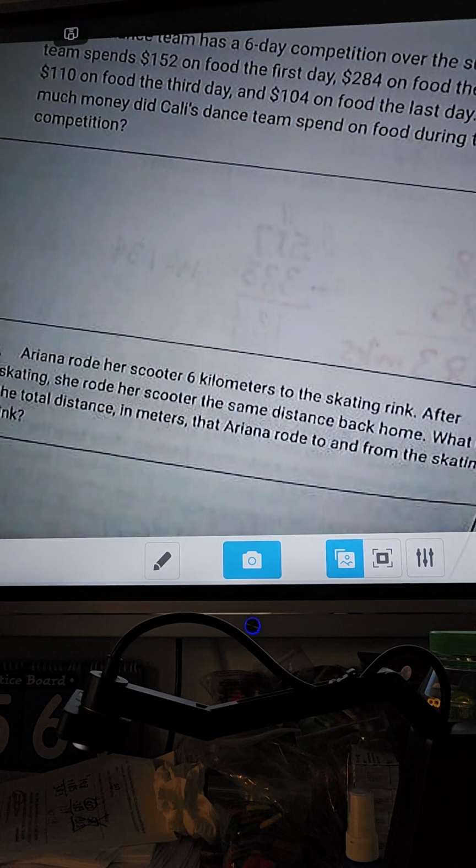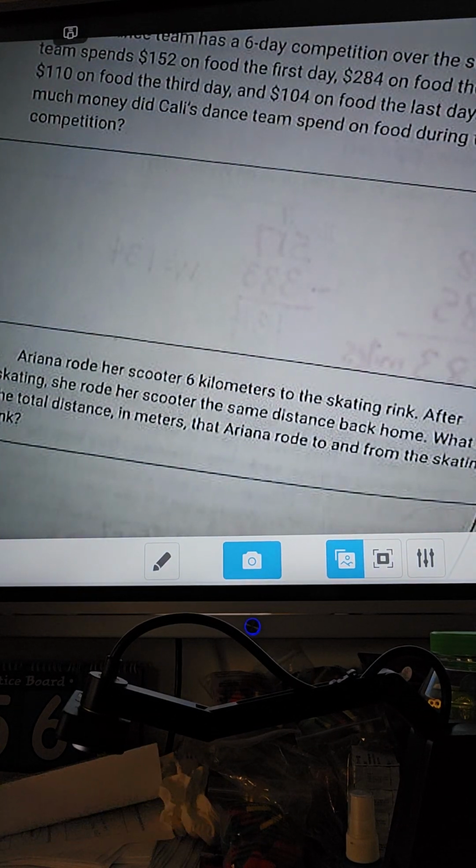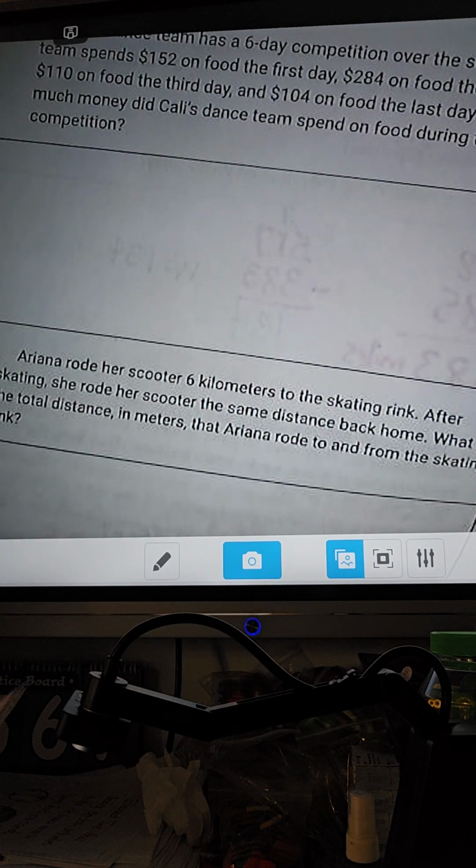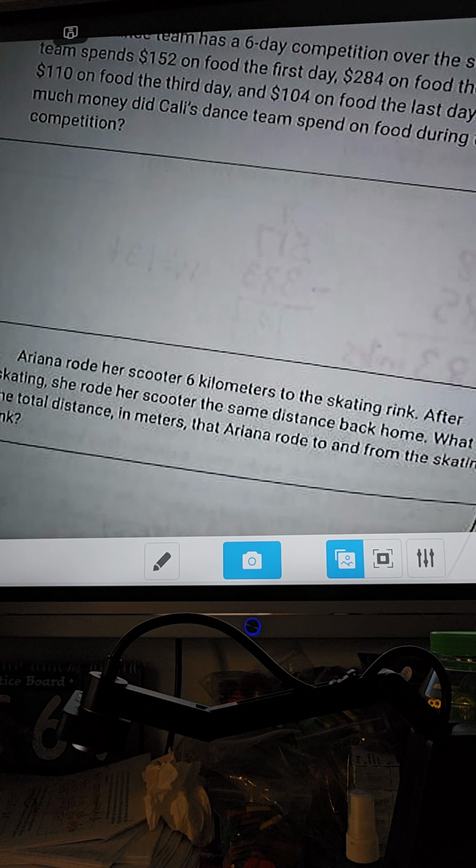Number 12. I gotta speed up because time is not on our side. Callie's dance team has a 6-day competition over the summer. The team spends $152 on food the first day, $284 on food the second day, $110 on food the third day, and $104 on food the last day. About how much money did Callie's dance team spend on food during the competition?